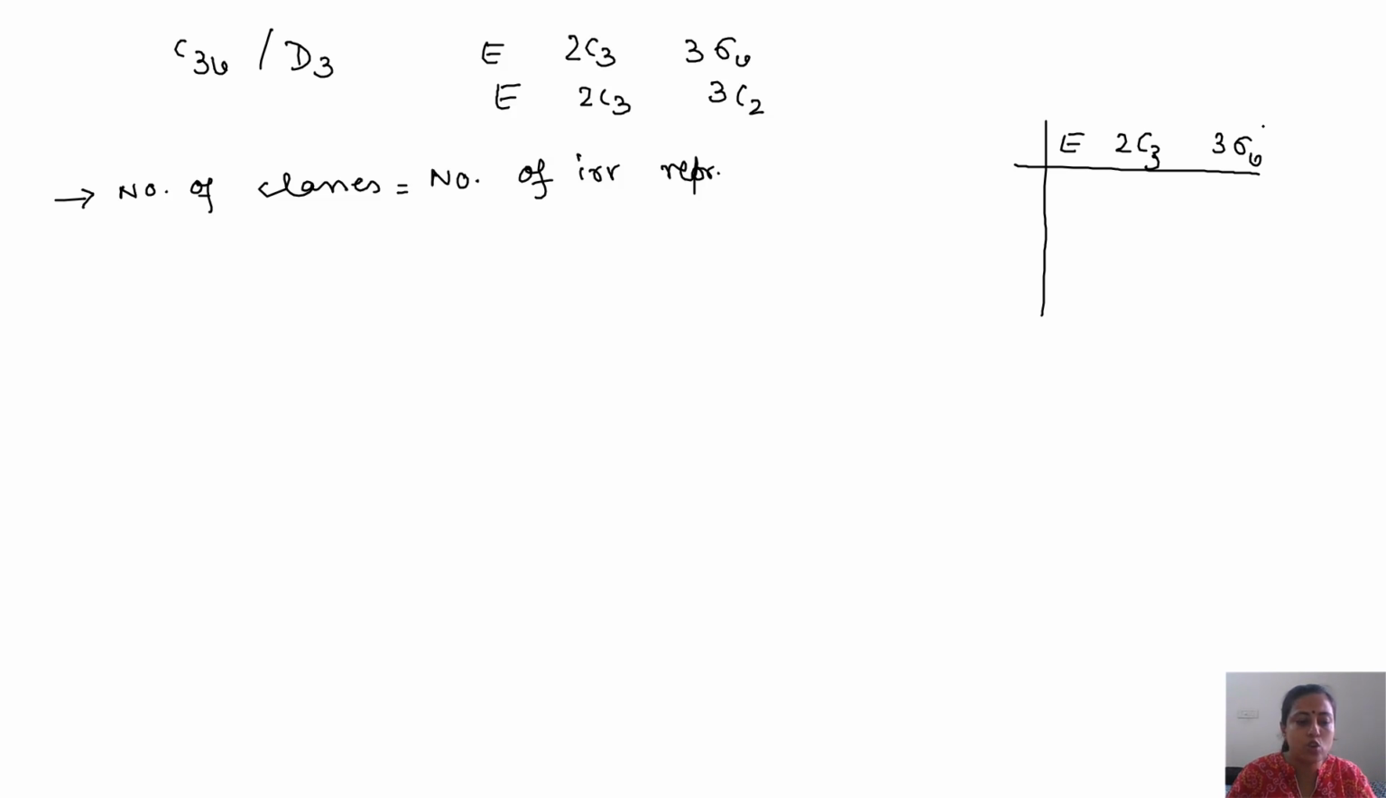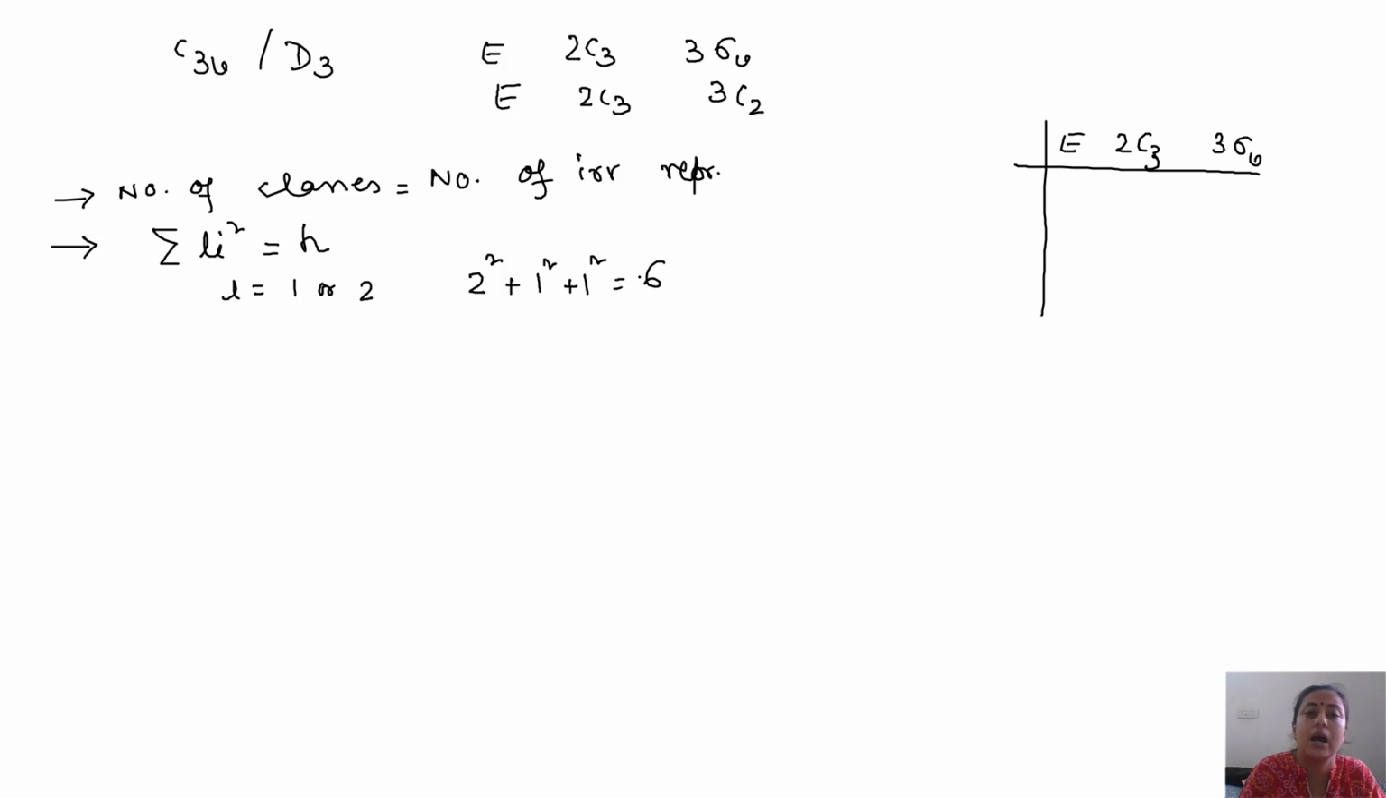Now, the next rule says that if we square the dimensions of the irreducible representations and add them up, it should be equal to the order of the group. Now, what is the order of the group? It is 6. So this l can be 1 or 2. That means we can have 2 squared plus 1 squared plus 1 squared equal to 6. I am sure you will find out that there can be no other combination. So we are going to have 2 one-dimensional representations and 1 two-dimensional representation.